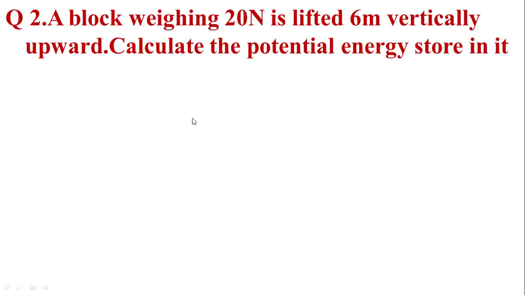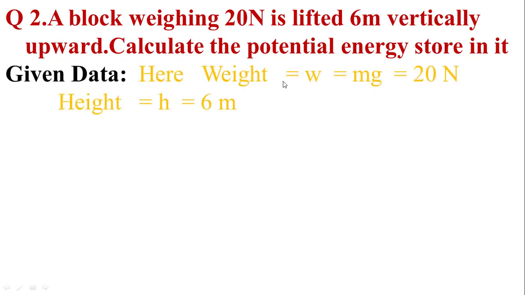In question number 2, a block weighing 20 Newton is lifted 6 meters vertically upward. Calculate the potential energy stored in it. So, given data, weight is W and W is equal to mg. Given that the weight is 20 Newton, so mg is equal to 20 Newton. And vertical height, so vertically lifted, height h is equal to 6 meters.